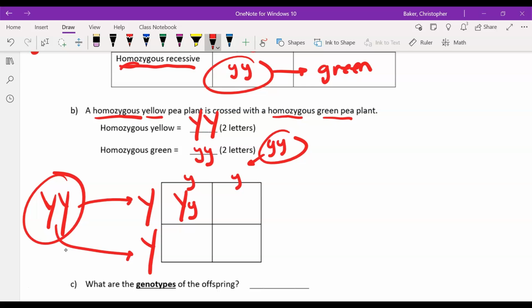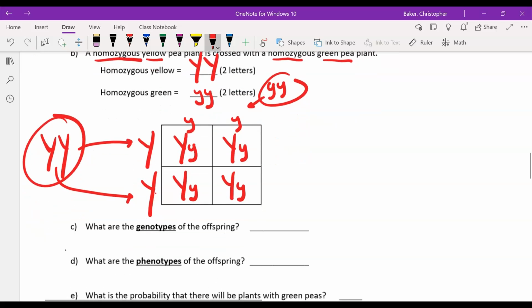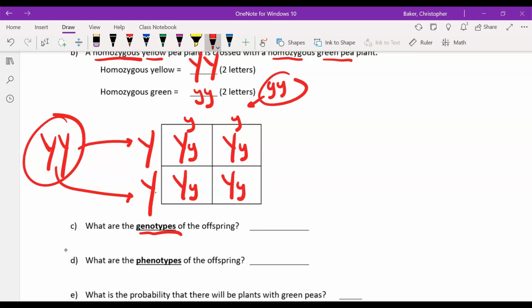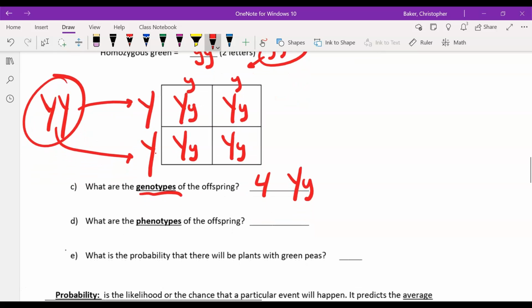we're going to look at this guy and this guy, or combine this allele and this allele. So big Y, little y, because big Y, little y, and then big Y, little y. There we go. Those are our genotypes. There are 4 big Y, little y plants. What do they look like? They're all 4 yellow, because there's a loudmouth.